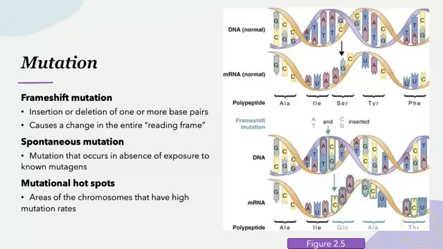And we could get some spontaneous mutations. This is a mutation that occurs in the absence of exposure to known mutagens. And we have areas that we call mutational hotspots. These are areas where the chromosomes have high mutation rates. They undergo a lot of changes more frequently, which increases the chances of us, let's say, making a mistake. And this can be more apt to happen if we have things like environmental exposure to toxins and radiation.